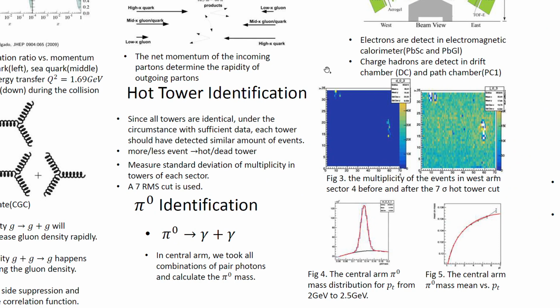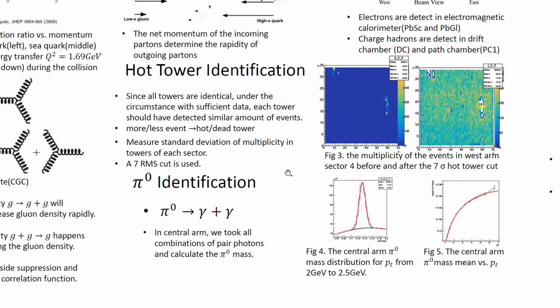Before the correlation, we did the hot tower identification, where we identified and removed the towers in the EM cal which have an abnormally high or low number of events measured. And those are two plots for one sector before and after the hot tower cut. And then we did the pi0 reconstruction. Since pi0 is going to decay into a pair of photons, we are reconstructing pi0 with the photons that we detect in the EM cal.